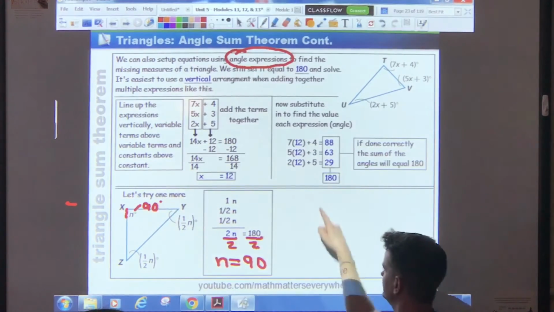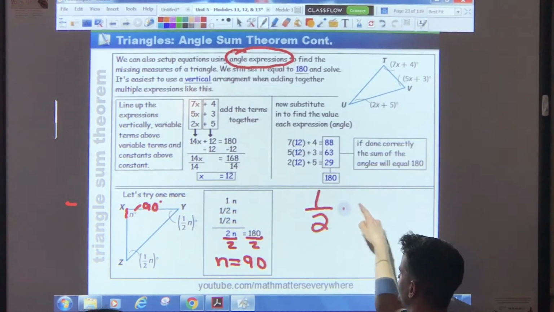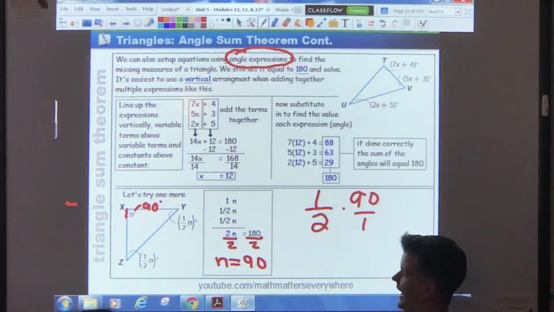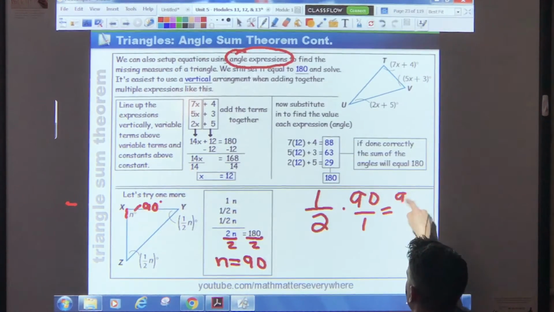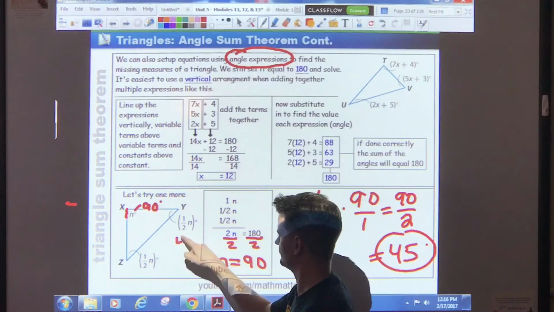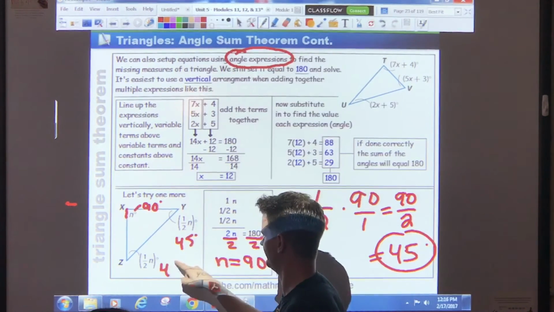These are each a half, in case you don't know how to get this. Let's just do it here. Half of 90, in case you can't split it, you can multiply, because it's not always going to be a nice even number like this. 1/2 times 90 over 1, that's going to give me 90 over 2. Quick division says that this is going to be 45. So this is 45. This is 45.